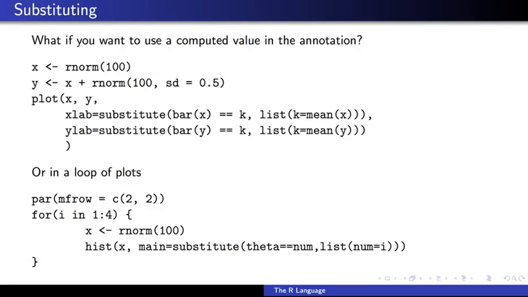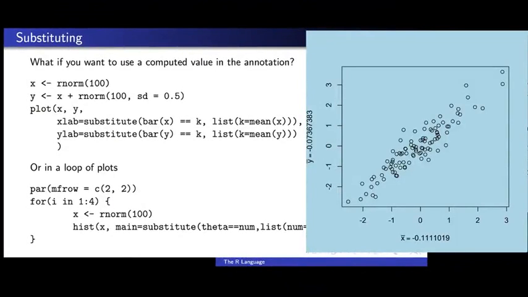So here I'm saying that bar of x, so this is going to be x bar, is equal to k. And for k, I pass the list k equals the mean of x. Similarly for the y label, I say bar of y, or y bar, is equal to k, where in this case k is equal to the mean of y. So what substitute is going to do is take k and substitute in the actual value of the mean of x for the x label and the mean of y for the y label. And so when I call this plot, on my y label and my x label, I'm going to have the mean of each of those dimensions.